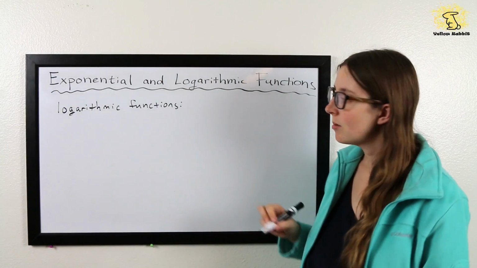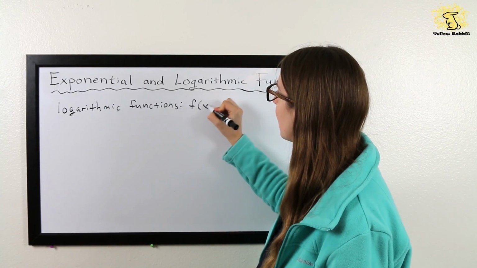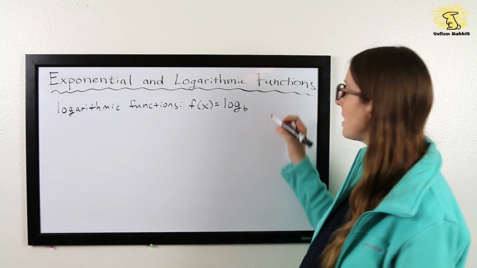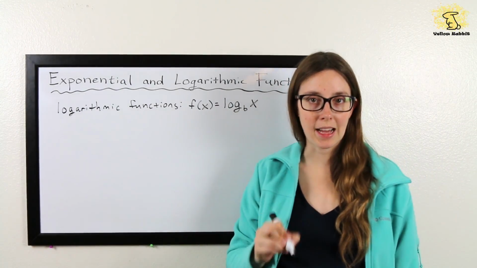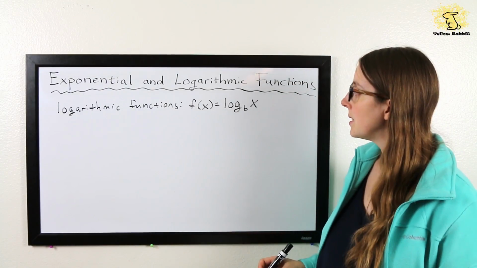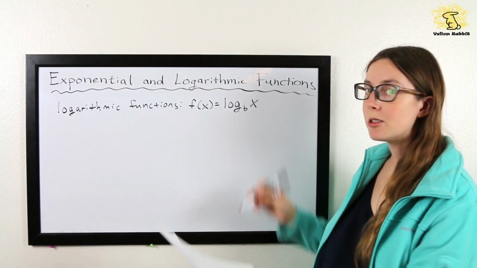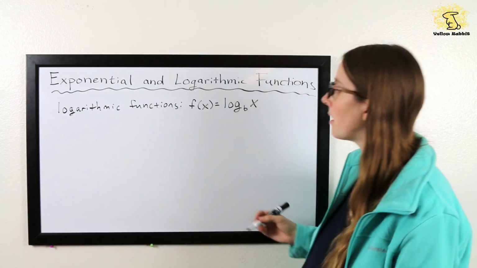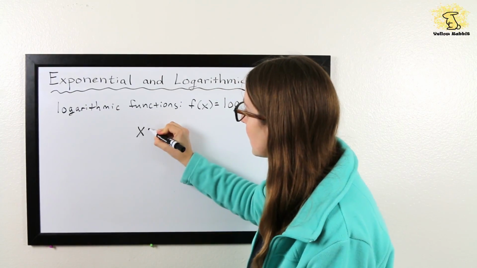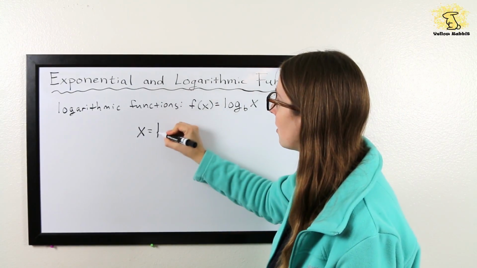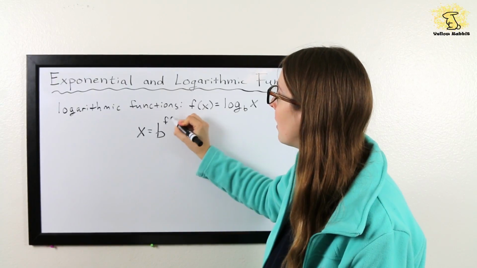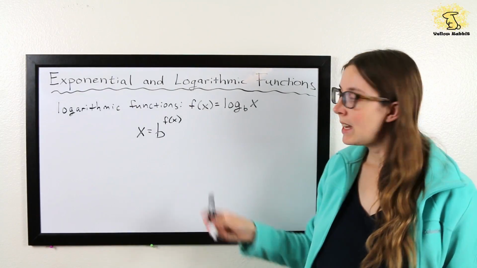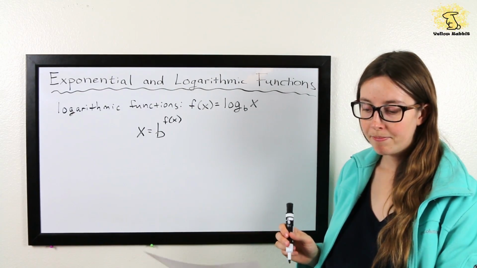So logarithmic functions will have the following form. f of x is equal to log base b of variable x. What does this mean? This means that x is the result, or the logarithm, of b raised to the power of whatever f of x is. If I wrote that out in variables, it's telling us variable x is equal to base b to the power of f of x. This is why b is called the base, because it's the base of this exponential form.